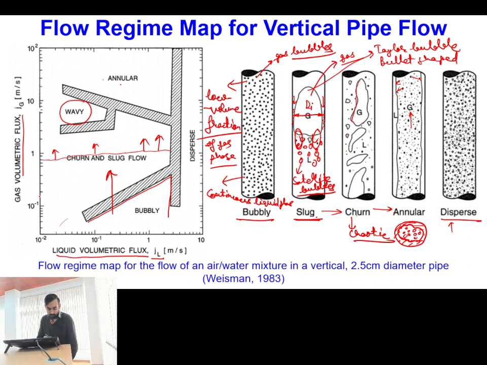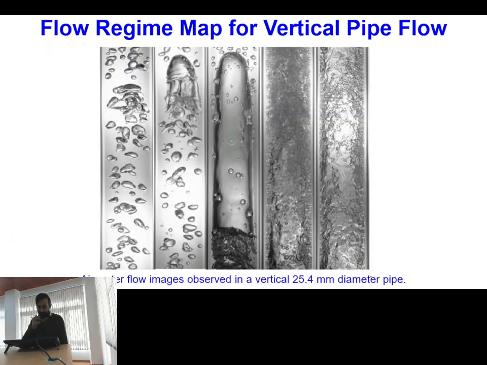And this particular flow design map which I have shown over here, which is in terms of the superficial velocities, is for an air water mixture in a vertical 2.5 centimeter diameter tube. Okay. Now, you can see the experimental photographs for better visualization.